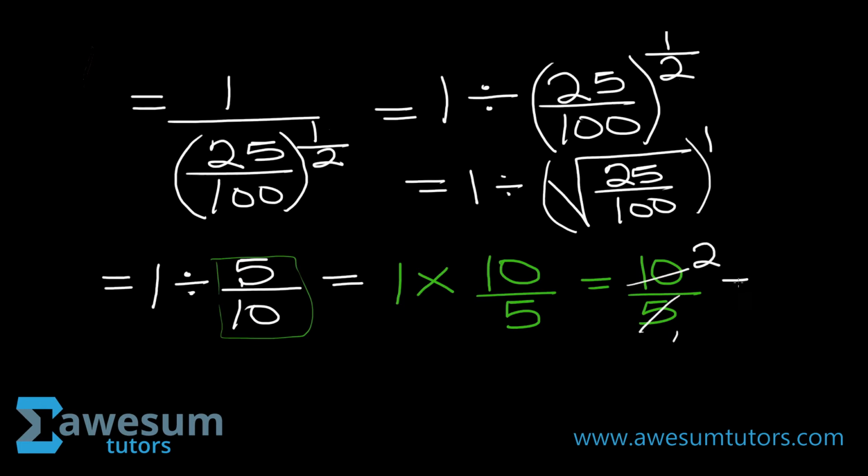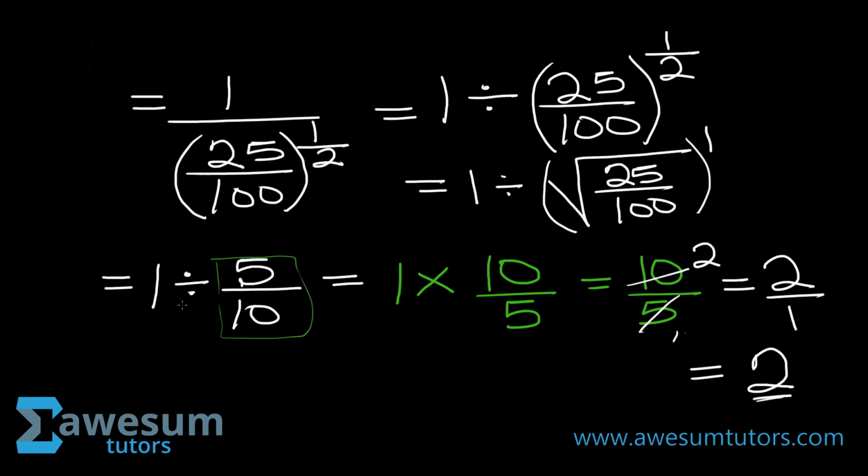My final answer is 2 over 1, right? Final answer is 2 over 1 because you have 1 right here, and 2 over 1 is the same thing as 2. Very good, guys.